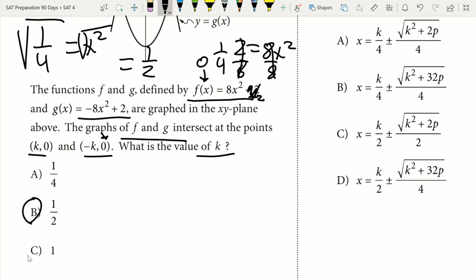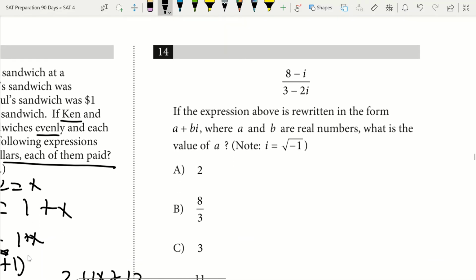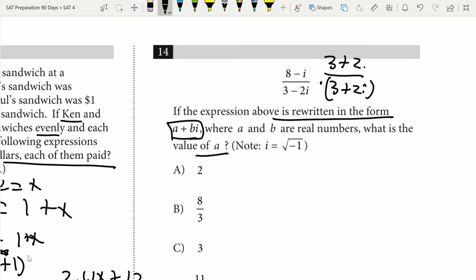At this point we've got question 14. It's up here. I'm asked to solve for the value of A by rewriting this expression. So we rewrite it in the form A plus Bi, solve for the value of A. So I just have to solve for my constants. I know that I have to multiply by my 3 plus 2i over 3 plus 2i.